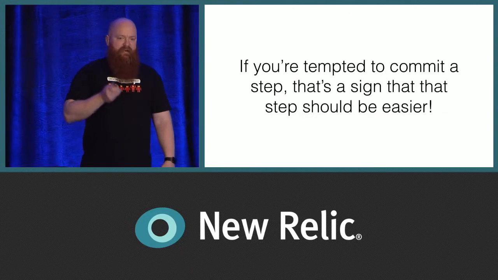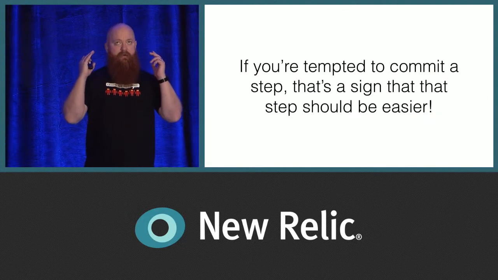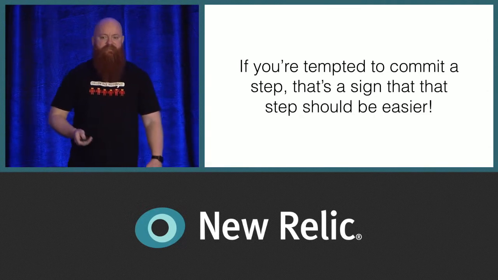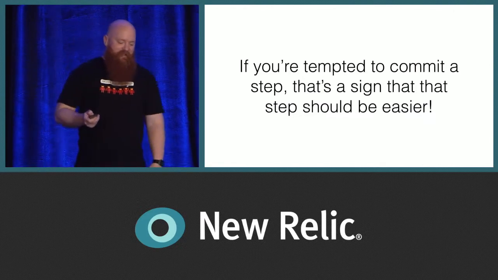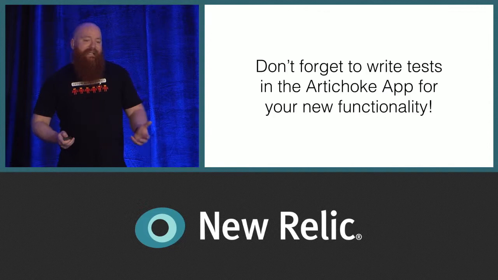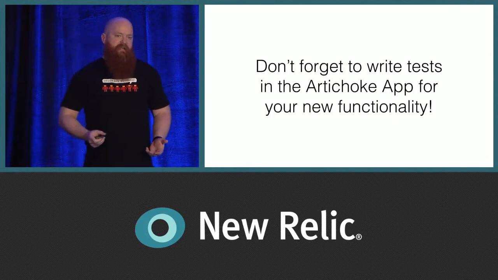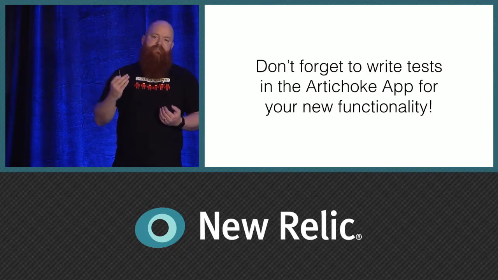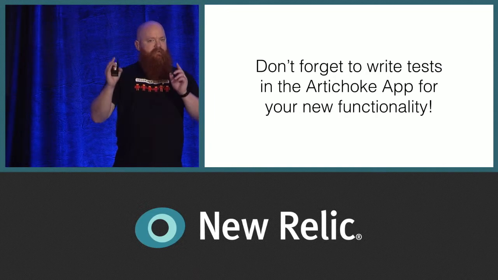So focus on it. Every time you come back, do it. And think to yourself, how can I make this easier? Because you'll be very motivated after a while. And again, don't forget to write tests in that Artichoke app for your new functionality. Like, if the color service says red is the favorite color, write a test. Make sure the artichoke turns red.